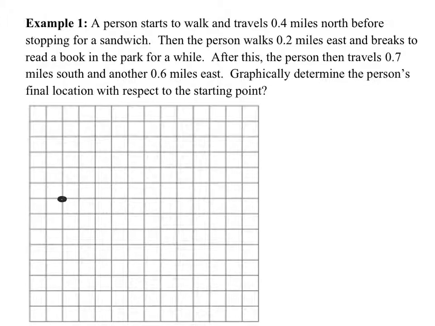Because look at the distances in this problem, right? There's nothing more than 0.7. And we can figure out how to make 0.7 work for sure. We don't have anything greater than that. So let one box equal 0.1 miles.